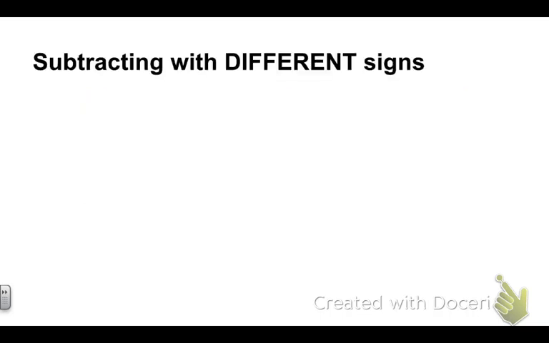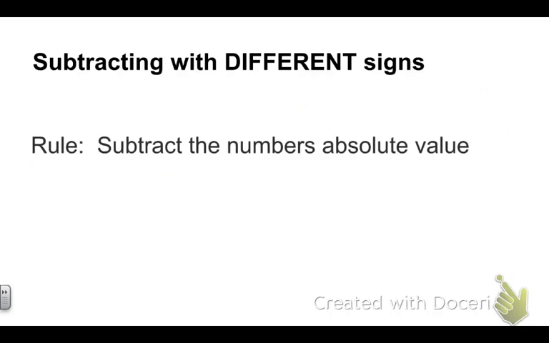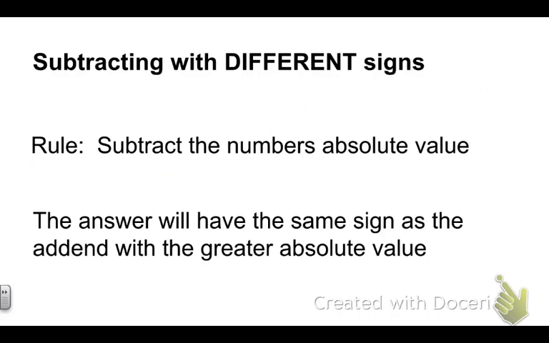When you subtract with different signs, the rule is that you subtract the numbers' absolute value. It's the same thing. When there's different signs, find the difference between them. And then your answer will have the same sign as the addend, the two numbers, with the greater absolute value. Which number is farther away from 0? That number is going to take the sign.